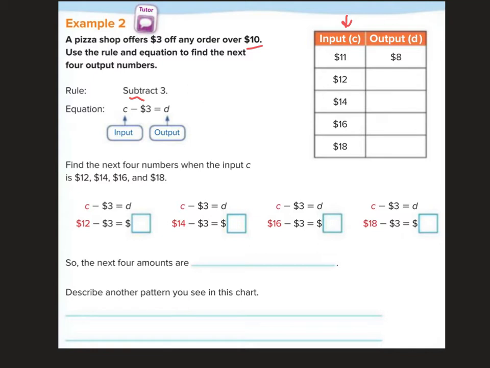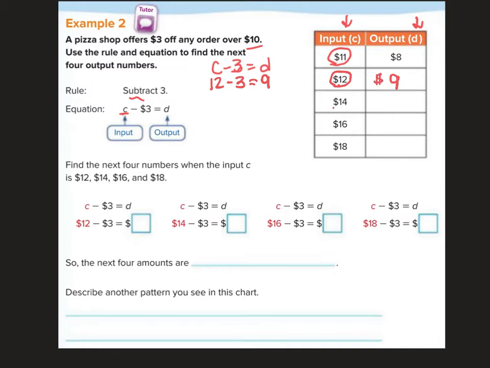Okay? So we have our cost. Let's say our cost was C. C minus 3 equals D, right? Because we got a D here. Our output is D. So for C, the first one I input 11. I did 11 minus 3, and that is 8. So let's do it for our next term, 12. 12 minus 3 equals 9. So we're going to get $9.